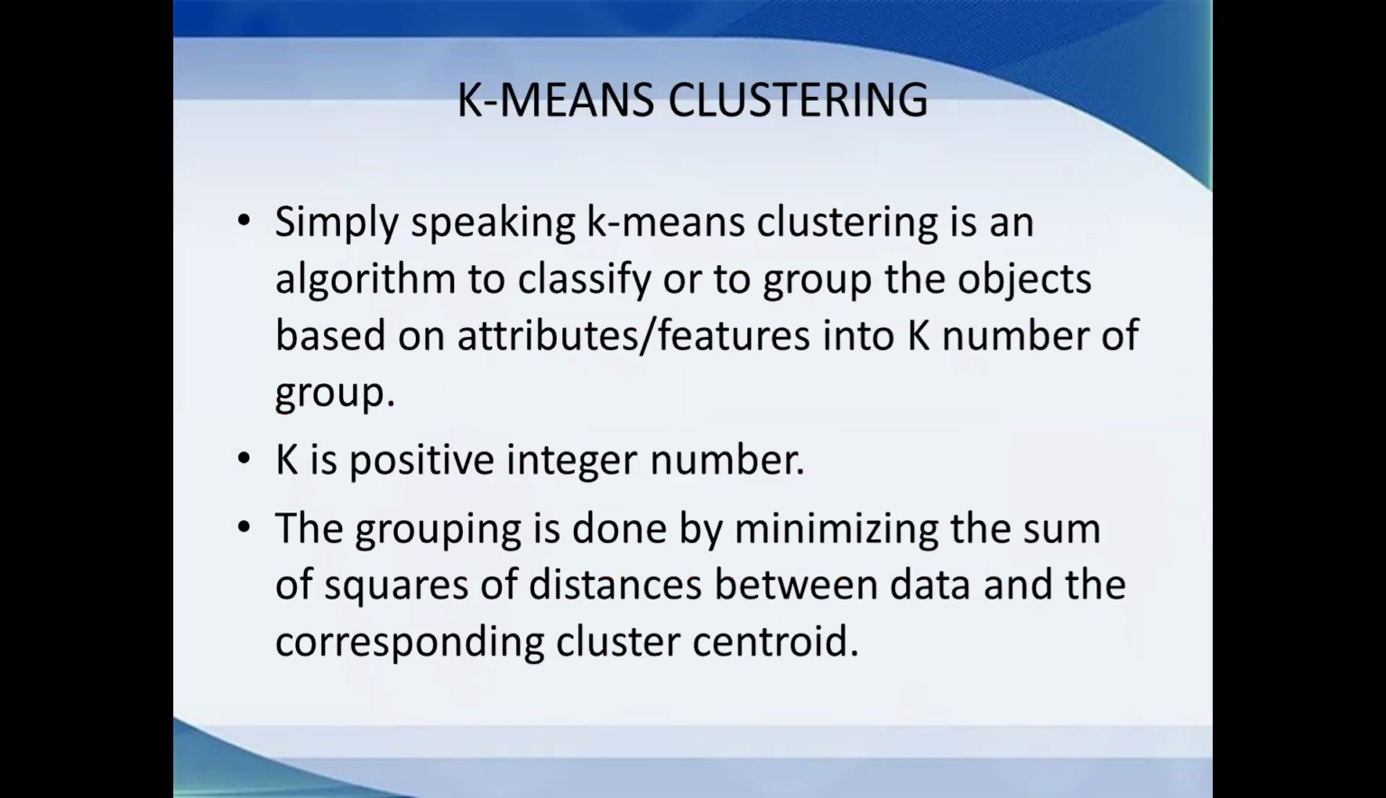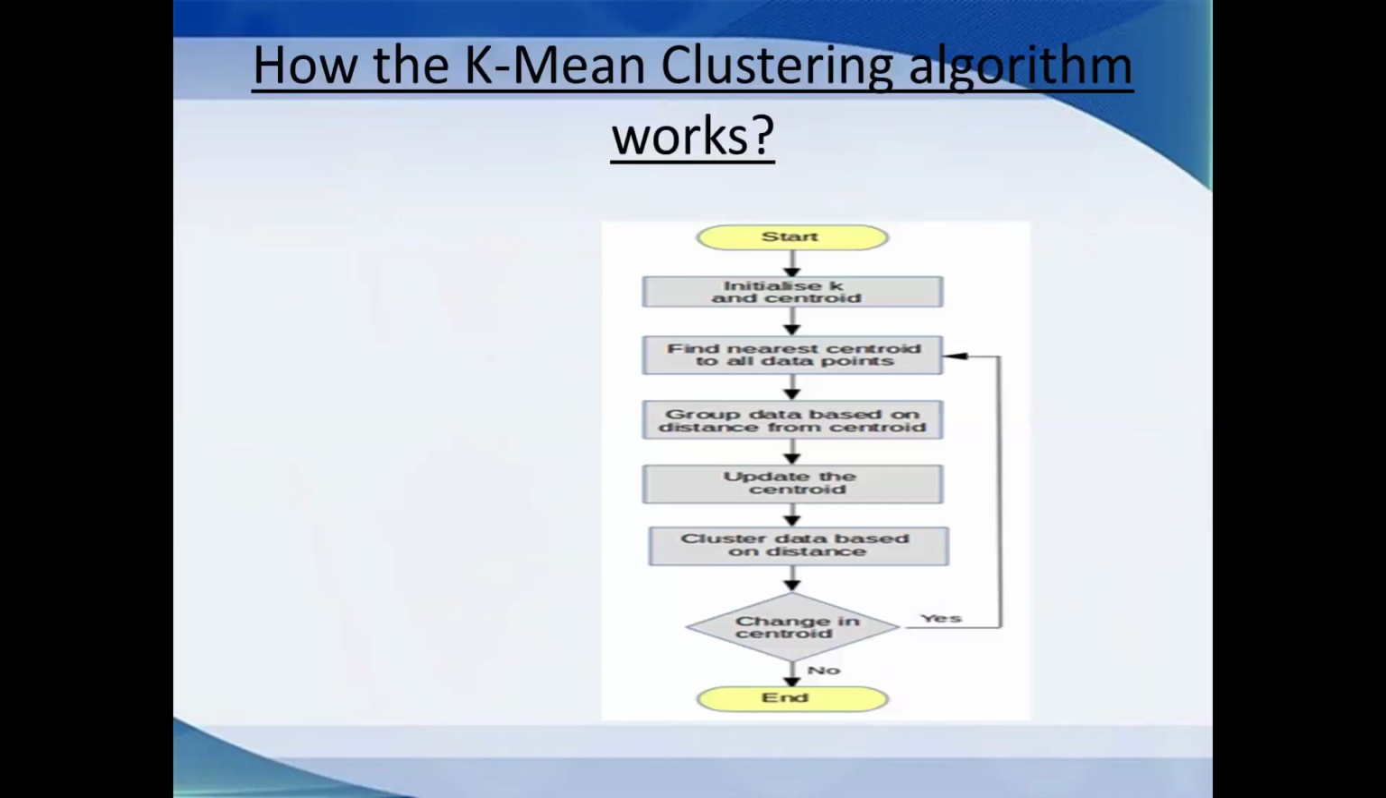So here the number of groups that can be formed from this clustering algorithm is a non-negative number. And this K-means clustering algorithm is used to minimize the sum of square of distance between the data and the corresponding data centroids. Let us see the flow chart of this K-means clustering algorithm.